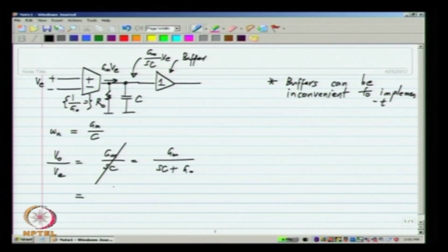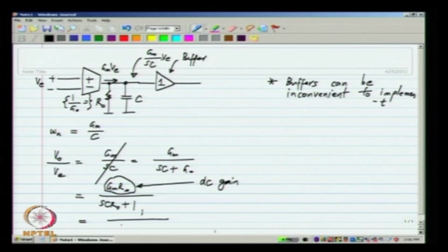This can be written in various forms. We can write it as GM R naught divided by SC R naught plus 1, which makes the DC gain explicit. At DC or low frequencies we have a gain equal to GM R naught, and the pole which was at the origin in this transfer function has moved to a frequency minus 1 over C R naught. Okay. It can also be written in an alternative form as 1 by SC by GM plus 1 by GM R naught. Let me write it on the side.